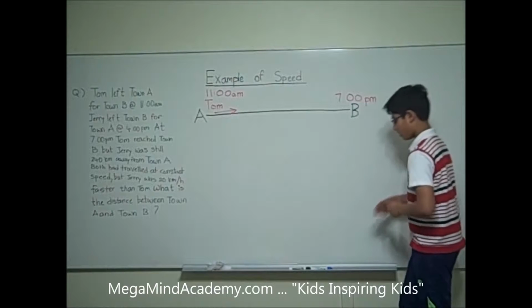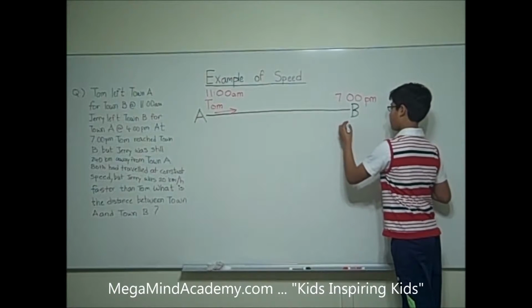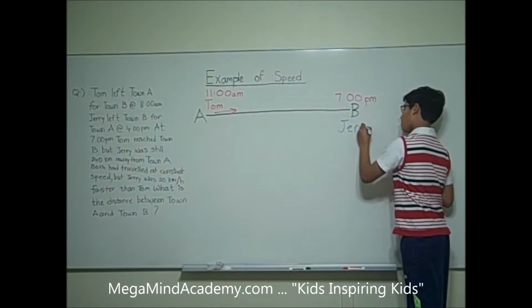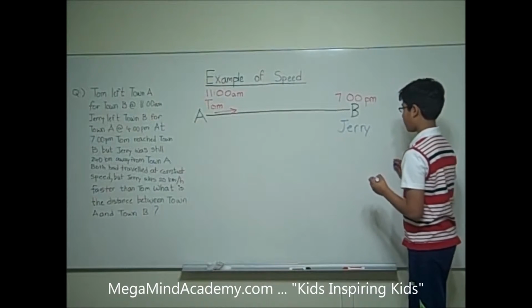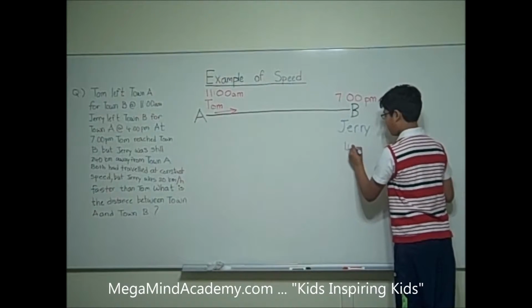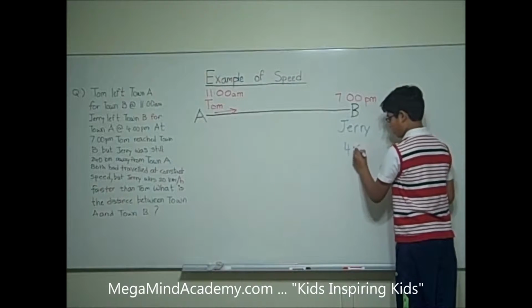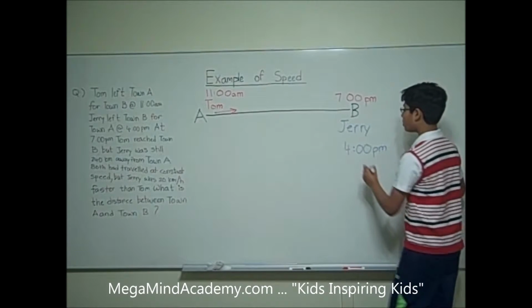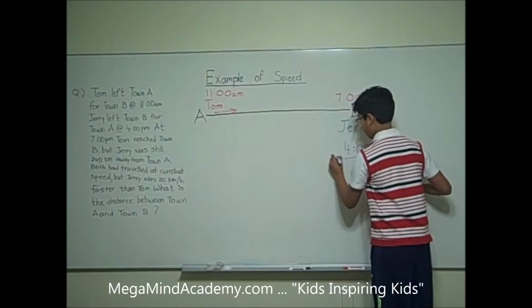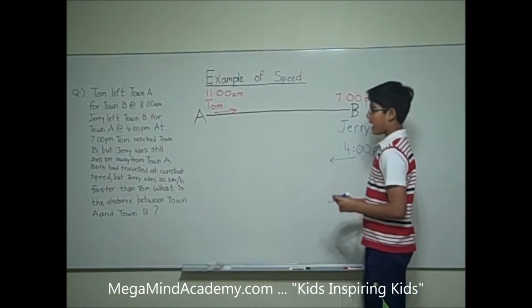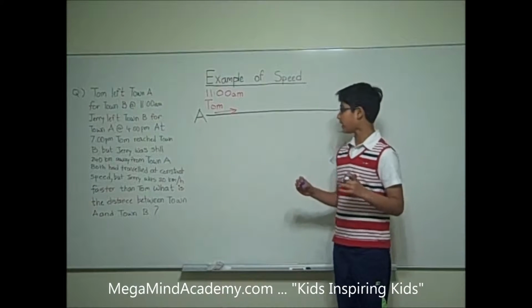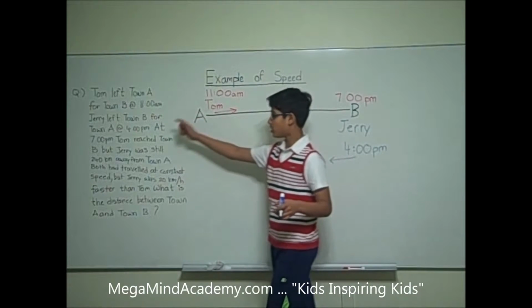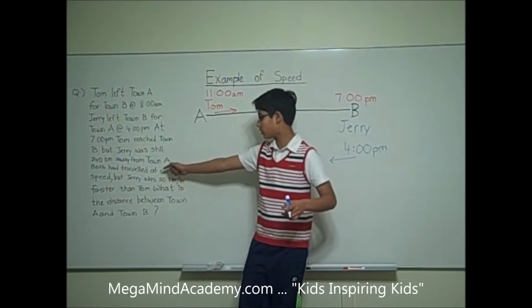Jerry leaves town B at 4 p.m. and goes towards town A. At 7 p.m., Jerry is 240 kilometers away from town A.